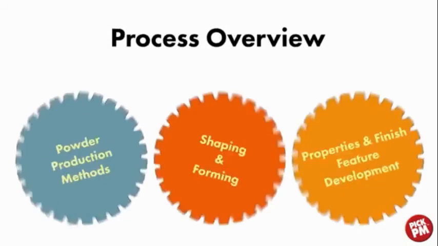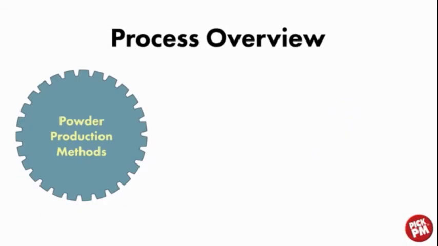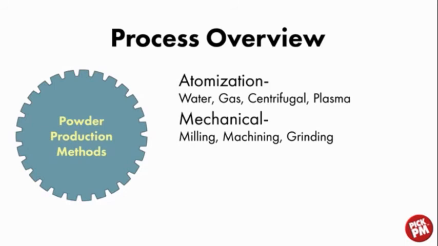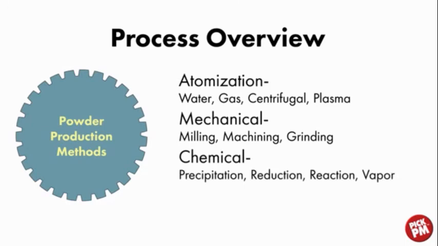We have powder production methods, starting with atomization. We have water, gas, centrifugal, and plasma atomization, mechanical milling, machining, and grinding. We have chemical production: precipitation, reduction, reaction, or vapor, and electrolytic deposition.